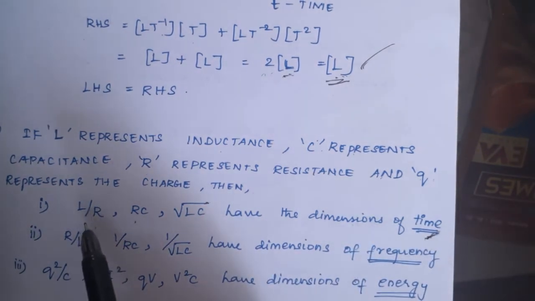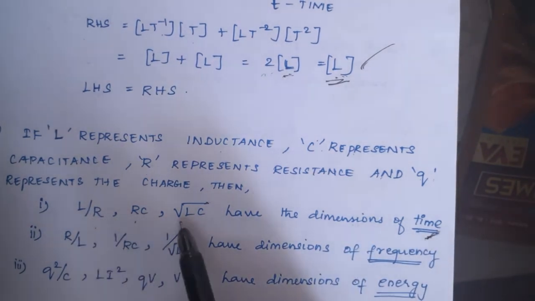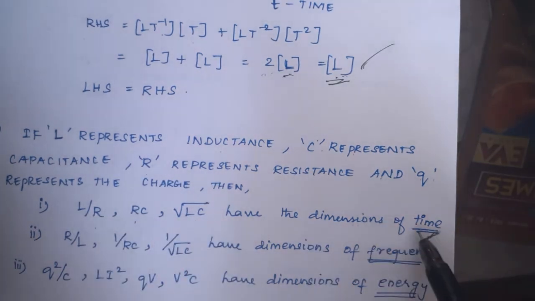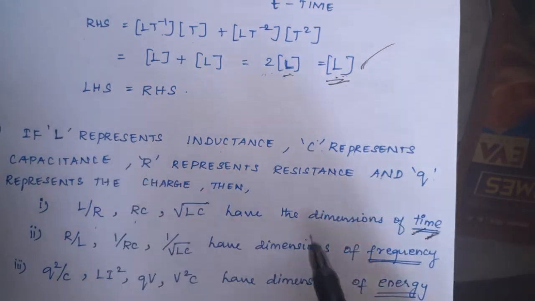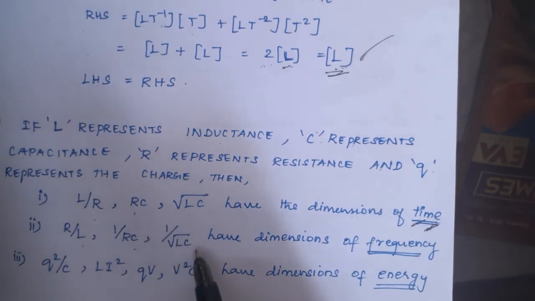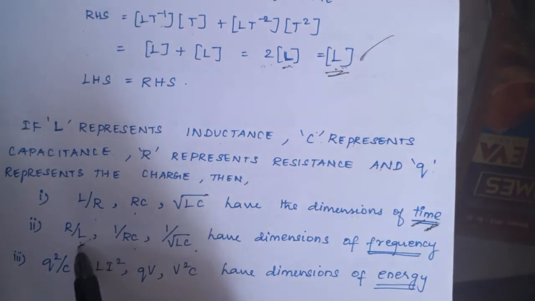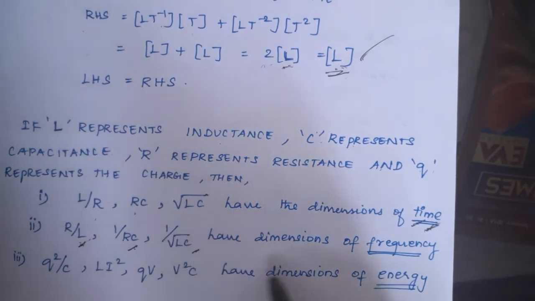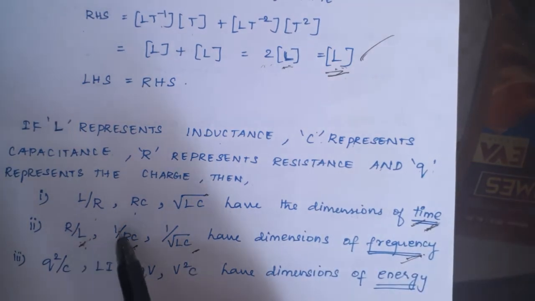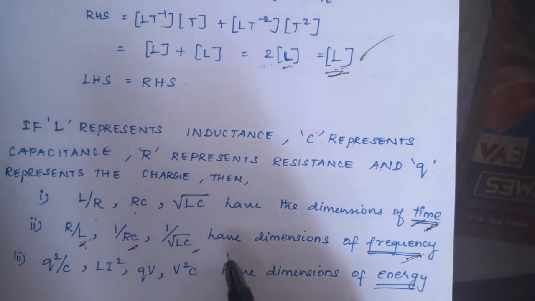So whether it is L by R, R into C or root of LC, for these three the only dimensional formula is the dimension of time. All are equal dimensions. Similarly, R by L, 1 by RC and 1 by root LC. R by L, resistance by inductance, 1 by RC and 1 by root LC have the same dimension of frequency. So what is the dimension of frequency? It is T power minus 1.